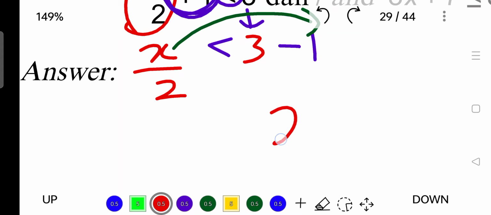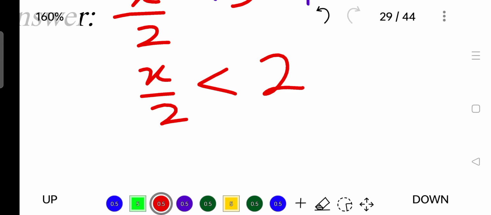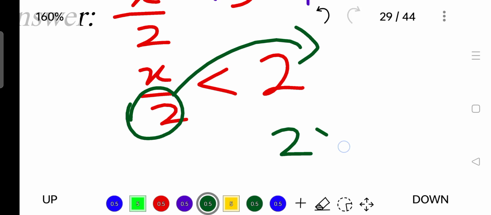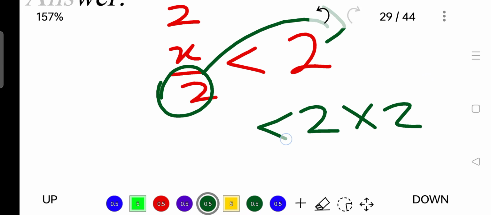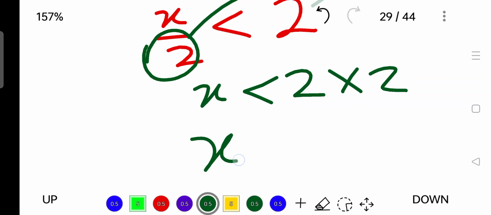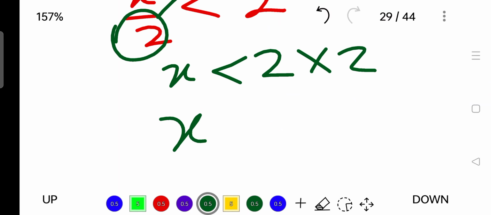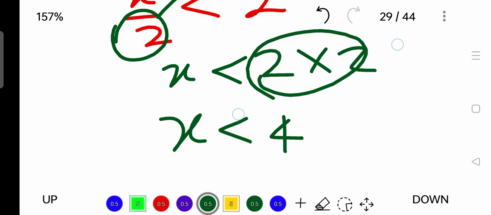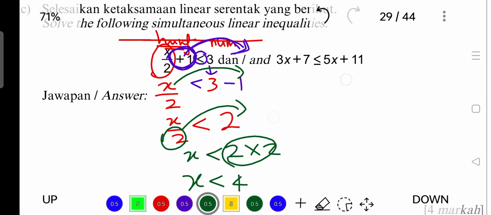So 3 minus 1 is 2. X over 2, I leave it there. Okay, the symbol I just bring down, and now this is stuck over there. So what I'm going to do is the divide 2, I'm going to bring over here as times 2. Opposite of divide is times, right? It doesn't involve any negative number with division or multiplication. So I simply bring down the inequality symbol, and put the answer as x less than 4.